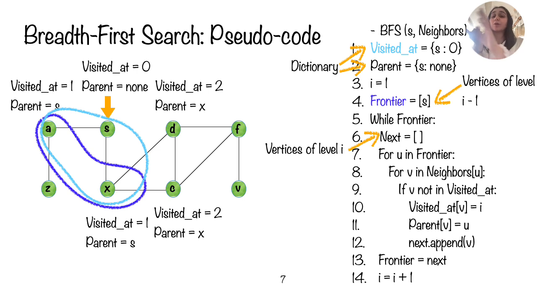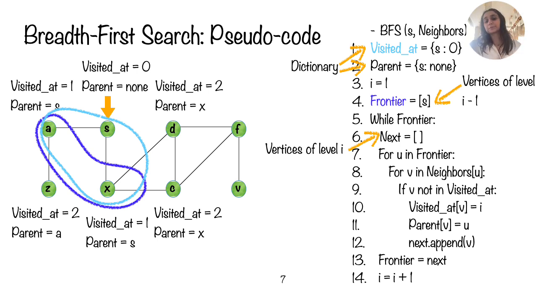Okay, and then I finished with the neighbors of X. Now I'm ready for the neighbors of A. What are the neighbors of A? It's Z. Is it visited? No. So I put visited at 2. What's the parent? A. Okay, now I'm done. I append it to the next because now it's going to be my frontier. Those are the vertices that just got water. Okay, now I'm done. I've looped over all the vertices in the frontier.